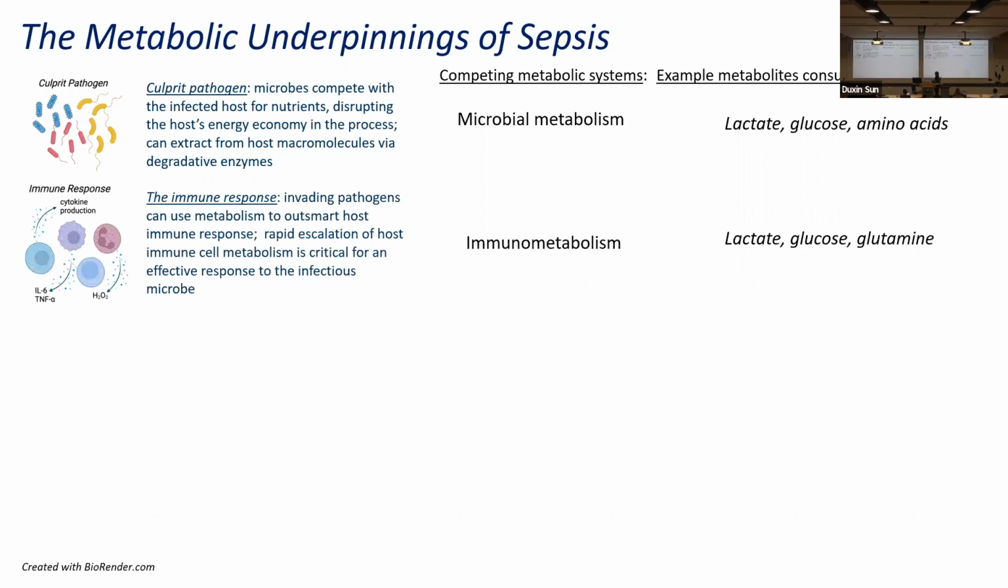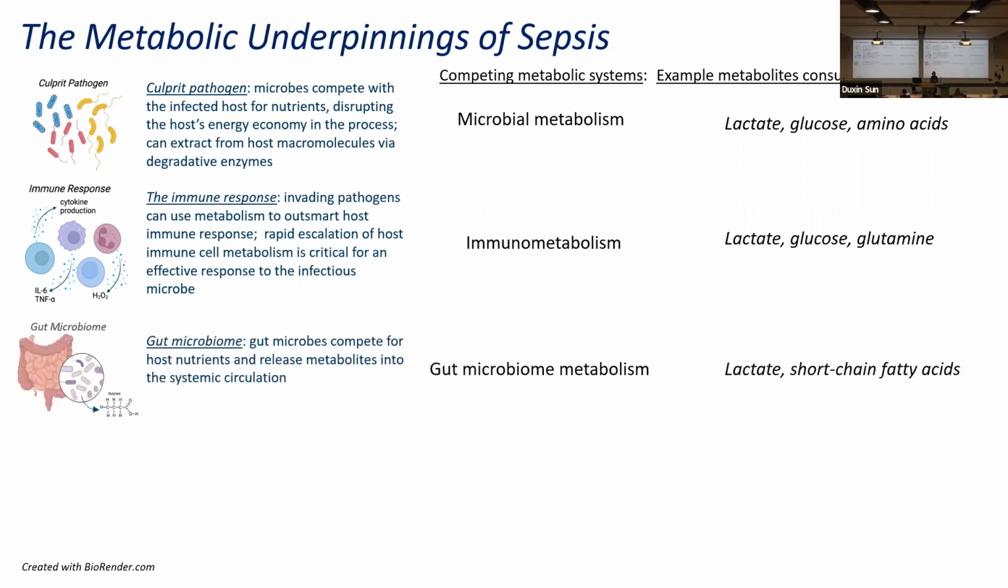The immune system and the immune response, invading pathogens can use metabolism to outsmart the host immune response. And then we know that rapid escalation of the immune response is important for an efficient response to the pathogen. But we also know if that's too exaggerated, that can be detrimental. So either way, that immune system is using energy to manifest that response.